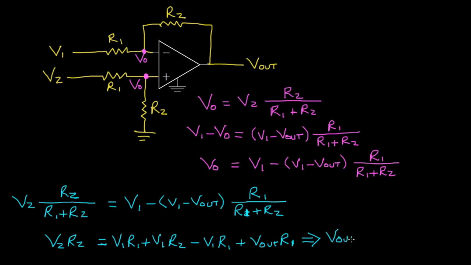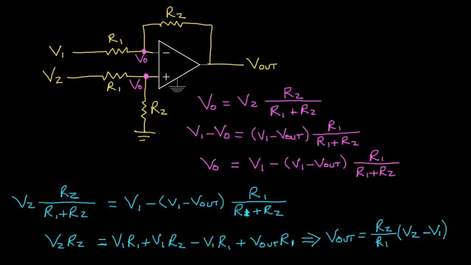V out is equal to, just doing algebraic simplification of this, R2 over R1 times the difference, V2 minus V1. So the output voltage relative to ground is the difference of these two voltages relative to ground multiplied by the ratio of the resistance R2 to R1.